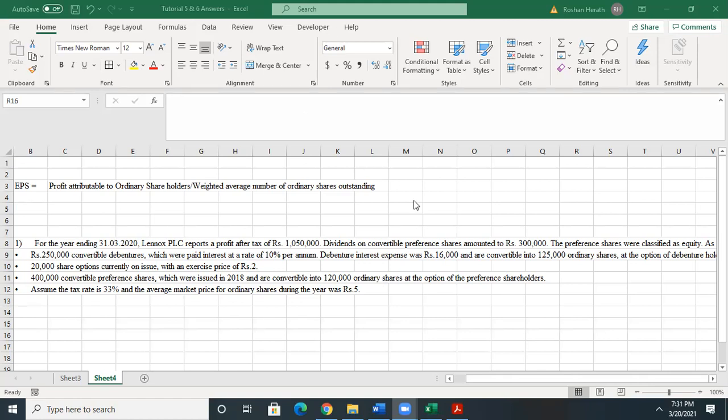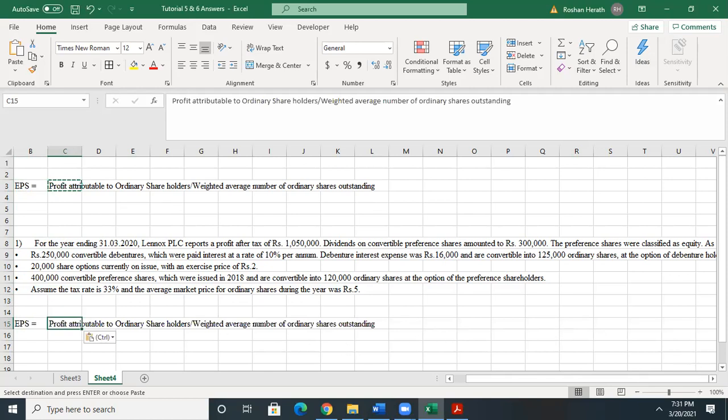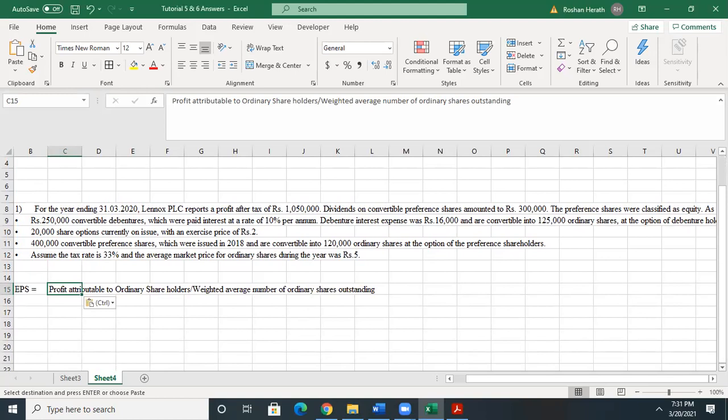Right. So if you have managed to get the answer, you can indicate, and depending on that, we can discuss. So it's about the basic EPS. It's the profit attributable to the ordinary shareholders we are interested in. Here we have the preference shareholders, which are also classified as equity, and the dividend being paid. So we need to deduct that from the profit after tax to identify the profit attributable to the ordinary shareholders, and then divide by the weighted average number of ordinary shares.